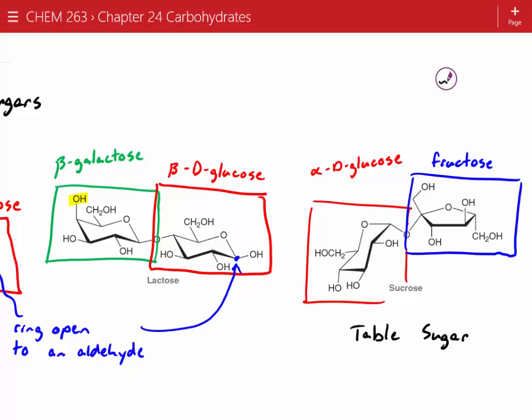Sucrose, on the other hand, has this alpha connectivity. Our enzymes have a much, much easier time breaking alpha connectivity between two sugars. So this alpha glycosidic linkage can be cleaved much more readily than a beta linkage.